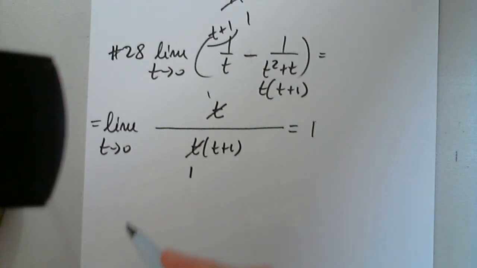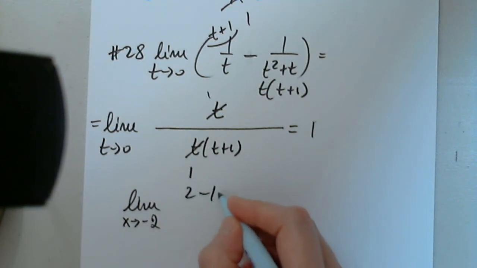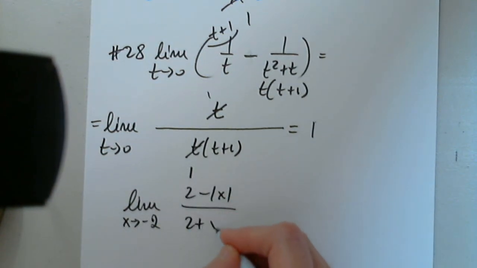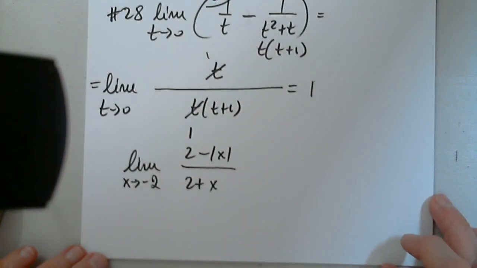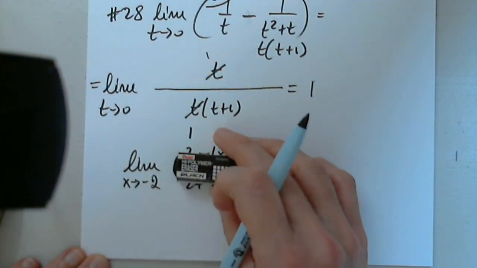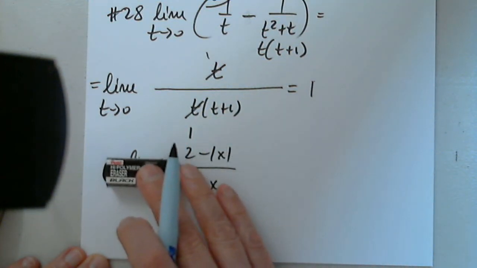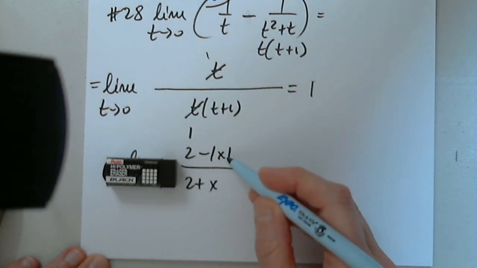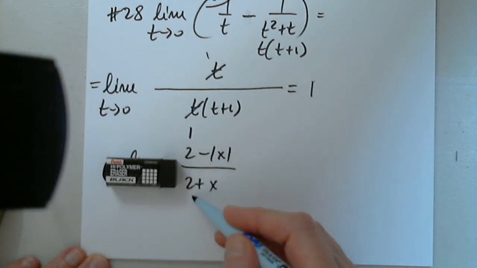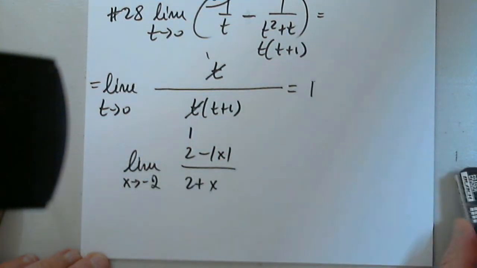Okay. So we have the limit as x approaches negative 2 of 2 minus the absolute value of x over 2 plus x. This one has a little twist as well. Okay, so I can't analyze this. At this point I can't do anything. I have to simplify the function first. I will start with this piece because this has two options. Only this one has two options. So that's my starting point.